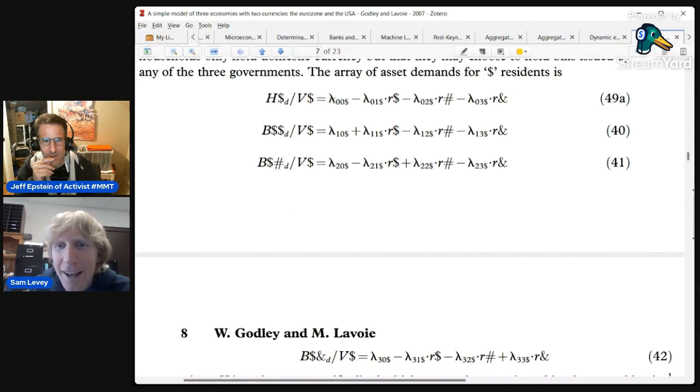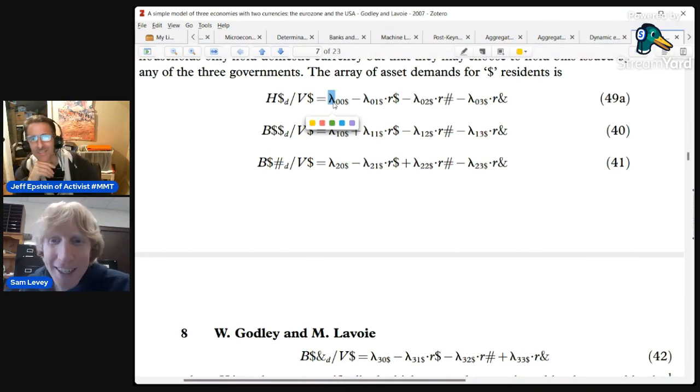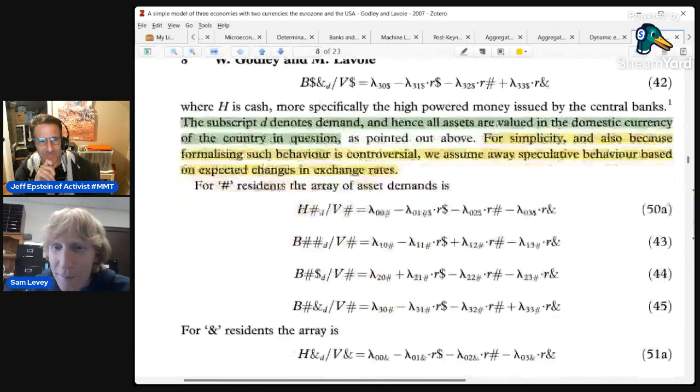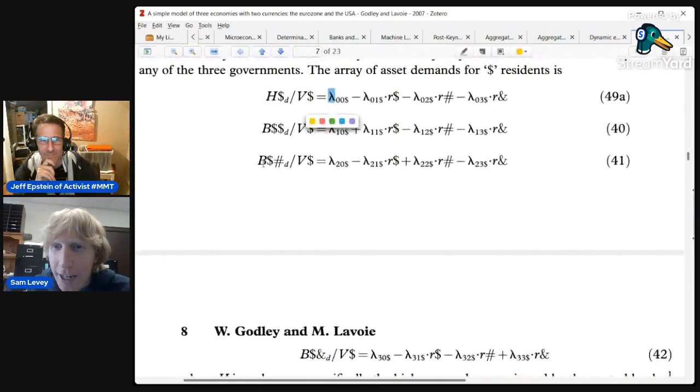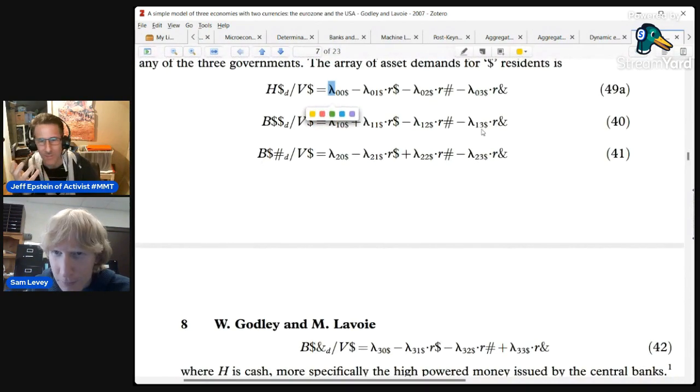No, it's not. But that's not a bad guess. Beta? Sigma looks a little bit like this. It's a lambda. All right, lambda. Okay. So we've got those four equations, 49A to 50 to lambda.